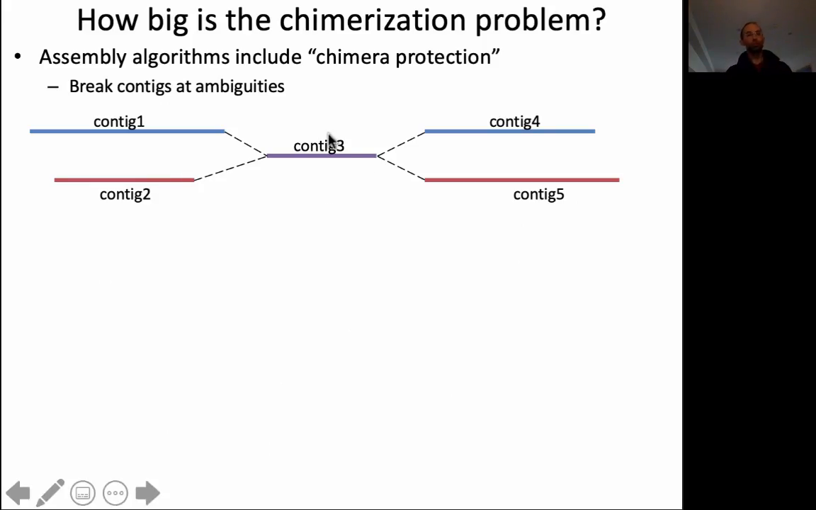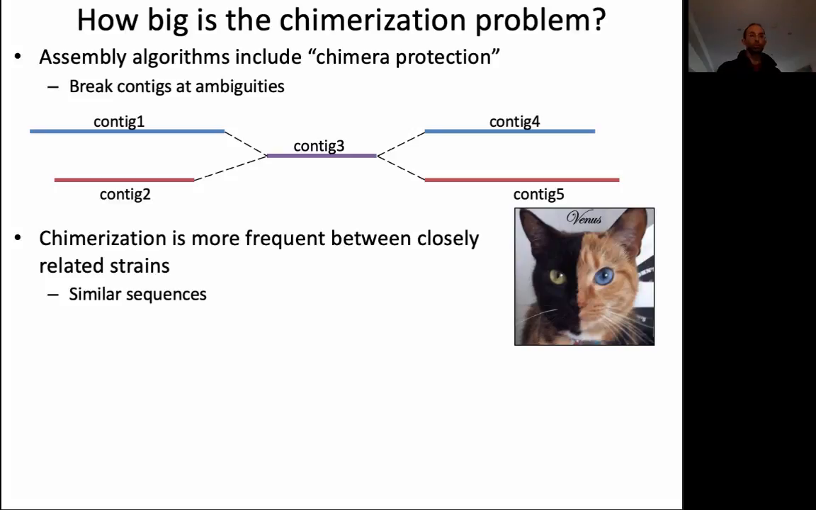Well, I've already mentioned that good assembly algorithms should actually break contigs at ambiguous sections, like here. So we have a blue genome and a red genome with a shared gene here in the middle. If the contig graph, either overlap layout consensus or the De Bruijn graph, encounters such a shared region, then generally what it will do is create five different contigs and say, I'm not sure how to actually resolve this part of the graph.